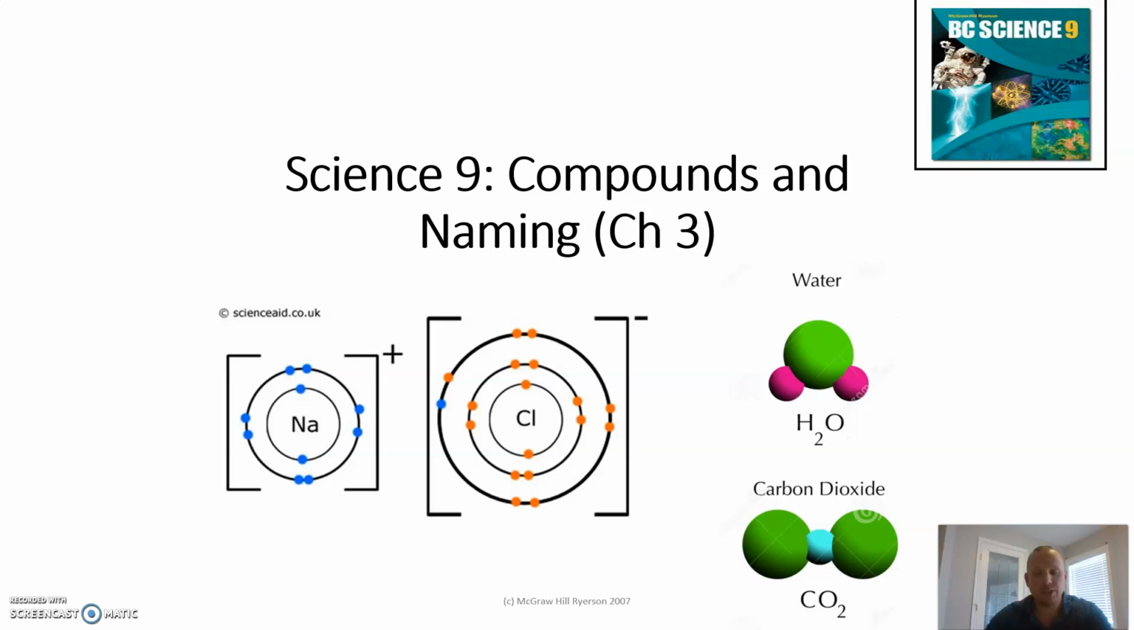What we're going over this week is compounds. Compounds are found all over. Most things you either use or eat or drink are actually made of compounds.